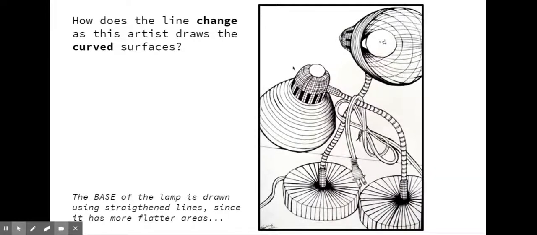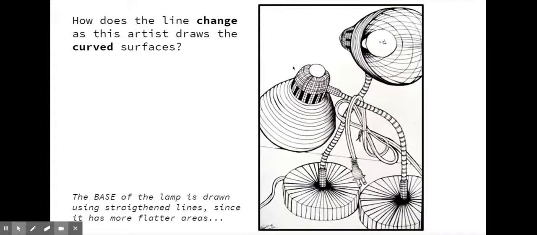Now, if you look at this image of these lamps, think about how this artist drew the lines around the curved parts, such as the top of the light, and the bottom parts that are flattened. They have a round curved edge, but the platform of the lamp is actually a flat surface. So look at how those lines changed.